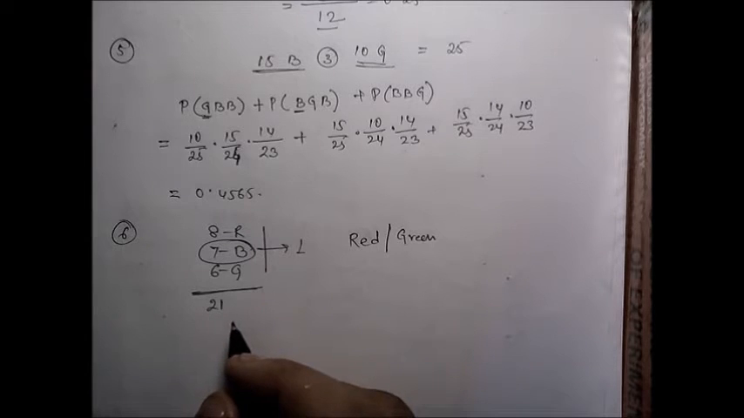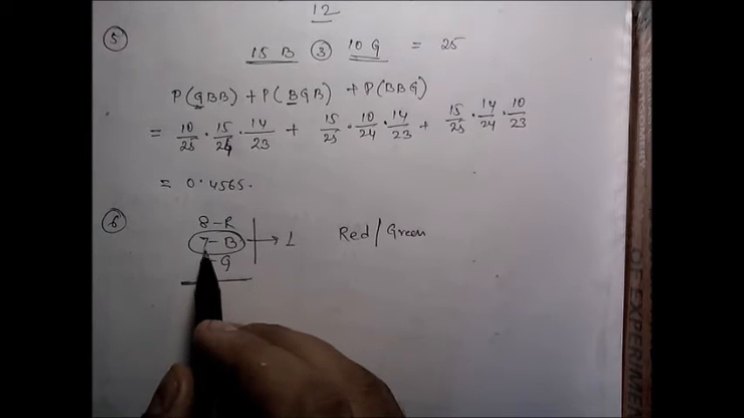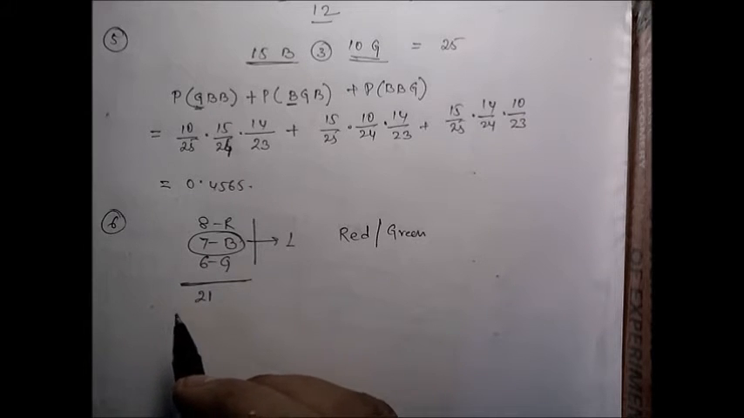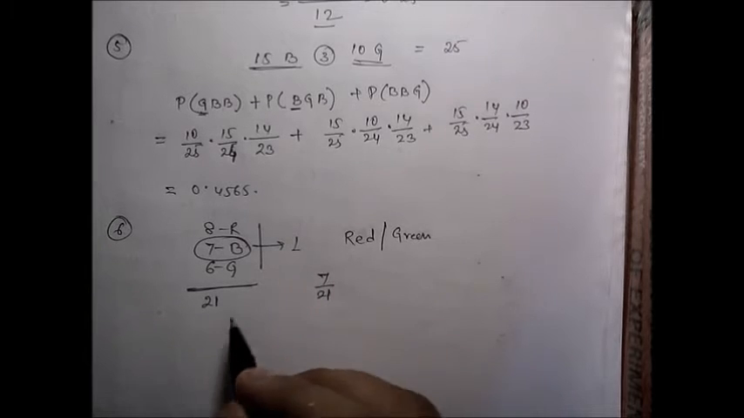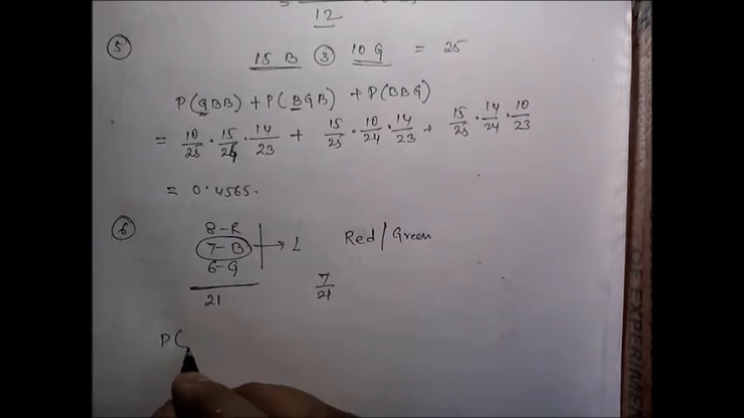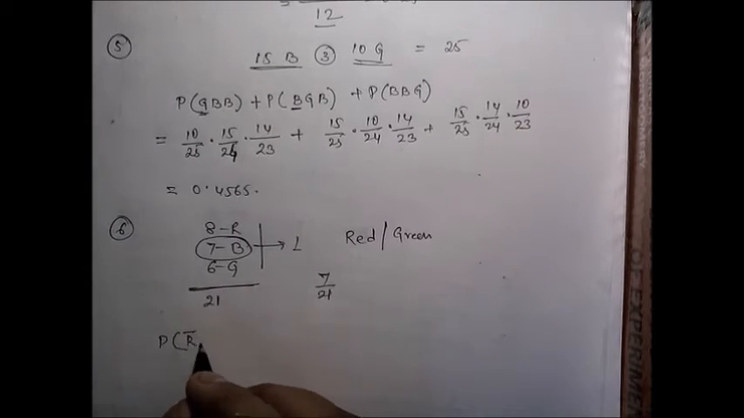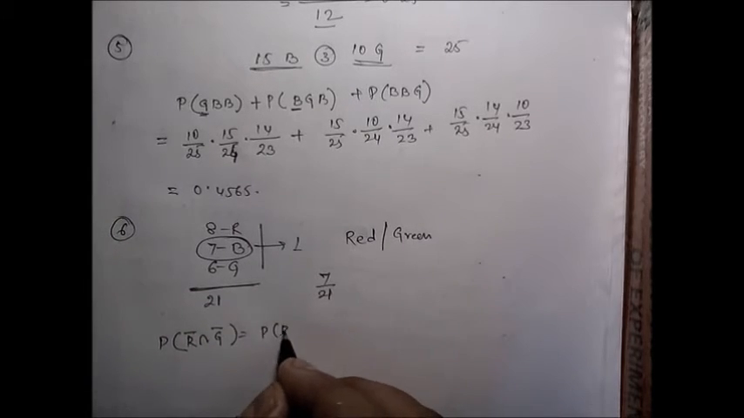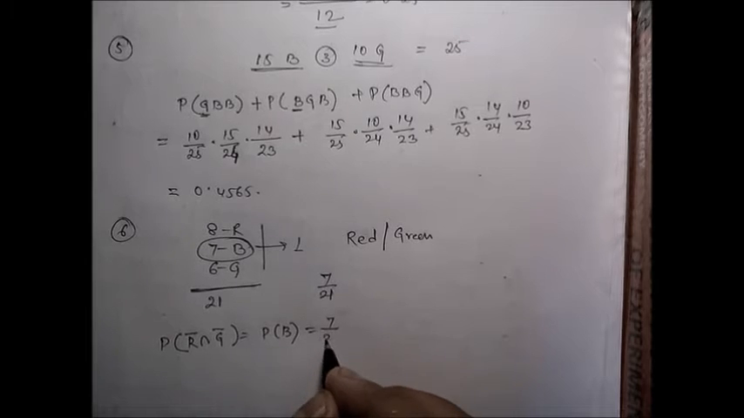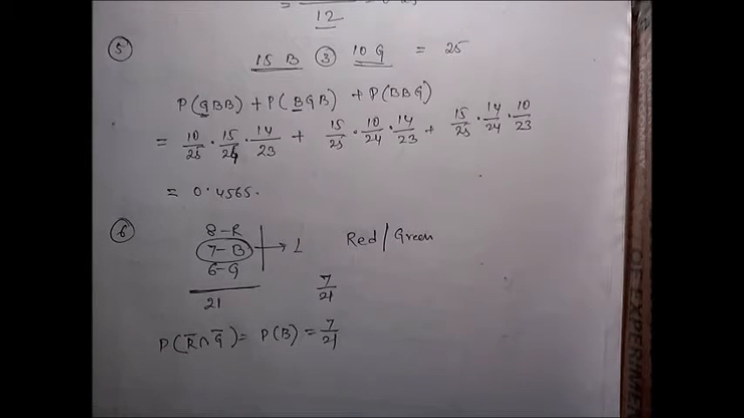Okay, 21 balls are there, and 7 are blue. So the probability that it is neither red nor green means it is blue. So the probability is what? 7 by 21. So probability of neither red nor green means probability of blue, that is 7 by 21. Okay. Next.